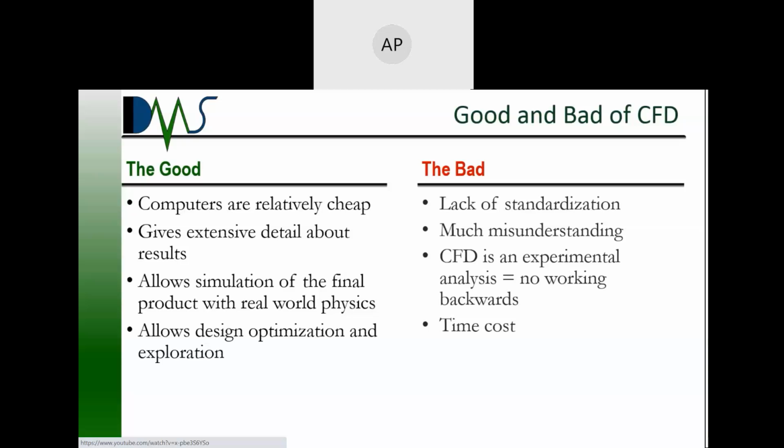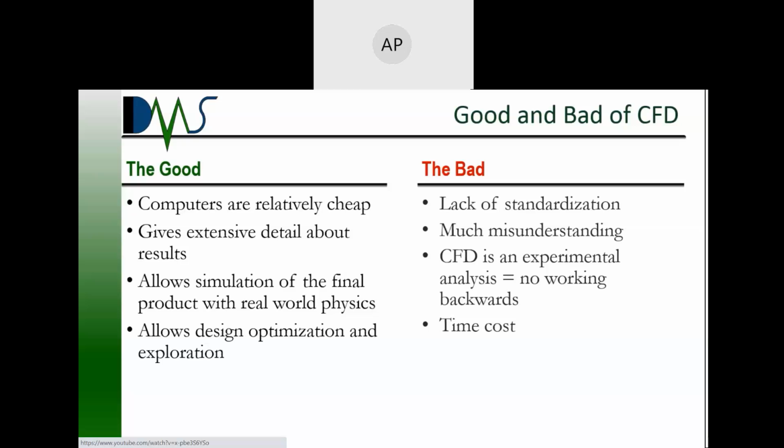Another thing I do have to say is that CFD is an experimental analysis still. There's no working backwards. You can't say what your perfect solution should be and then ask me to find out what the exact wing shape is for that. I have to try wing shapes and just keep trying them until we get to your perfect solution.